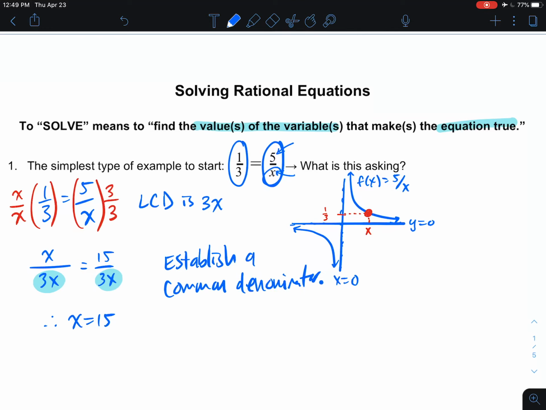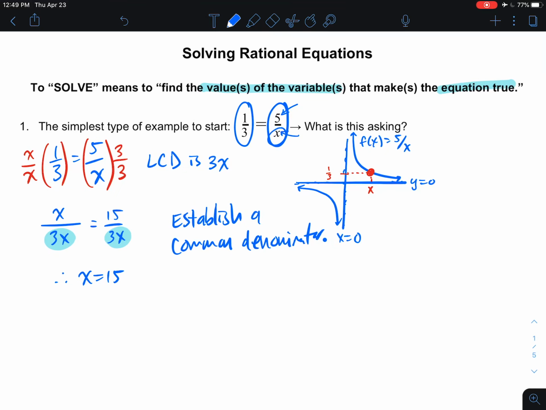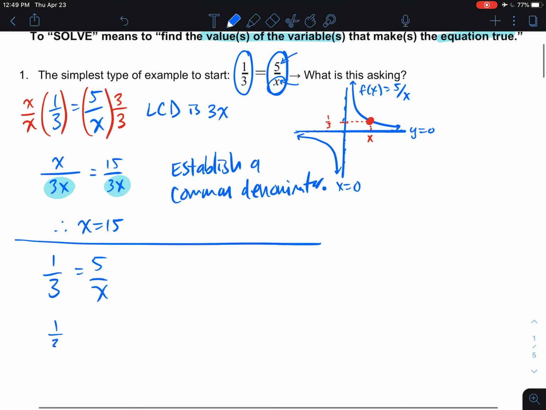Okay, then once you have the common denominator, you're able to make a conclusion about the numerators. Another way to approach this problem is to do something that I want you to get in the habit of doing, which is starting by changing the question a little bit to be equal to 0. So in this scenario, I'm going to subtract 5x from both sides, so that I get 0 on one side of my equation.